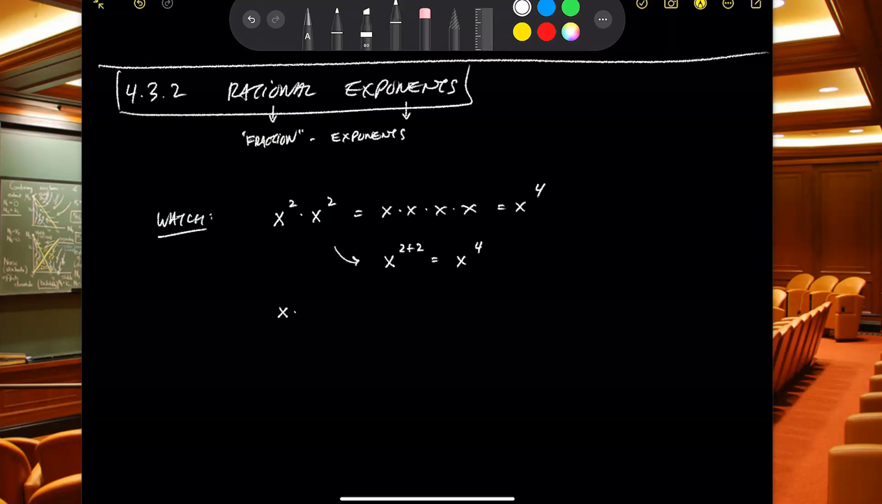Another way to think about it, what about x times x? This is really x to the 1st times x to the 1st. That's like x to the 1 plus 1, which is x squared. I have two factors of x. So here's one example, here's another example.